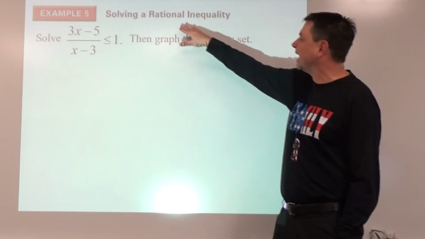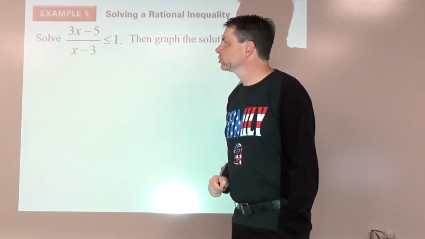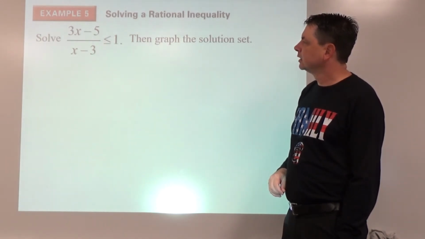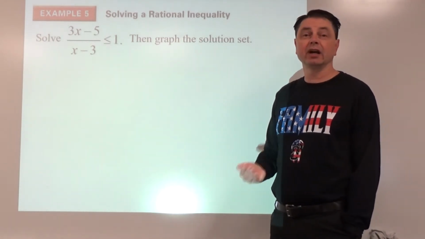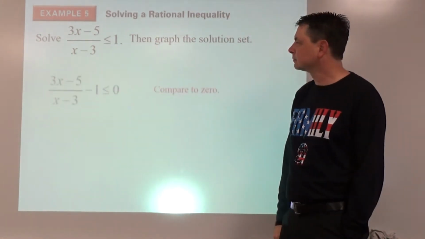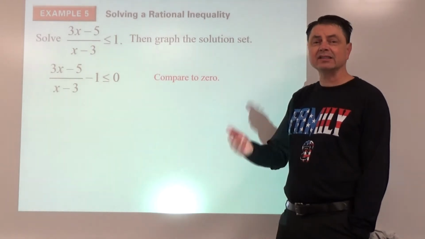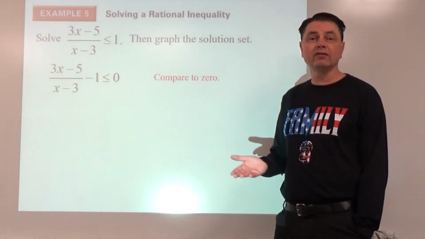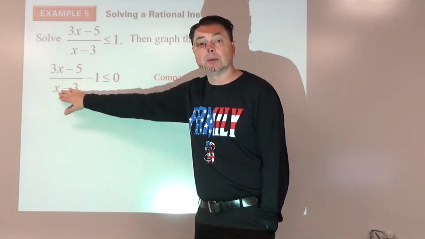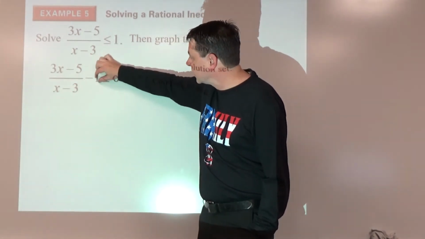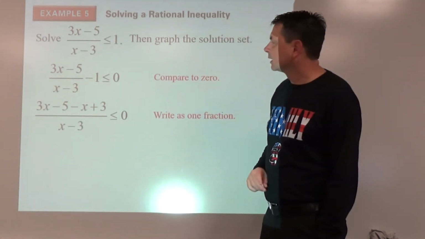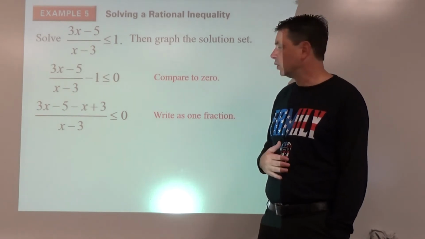All right, so now we get to rational inequalities. Start by doing this algebraically. So again, we want to be able to compare to 0. So the first step would be to subtract 1 from both sides. And then the second step is to write it all as one fraction. So we're going to need to have a common denominator of x minus 3. So take our -1, multiply top and bottom by the x minus 3. That puts it together as one fraction.